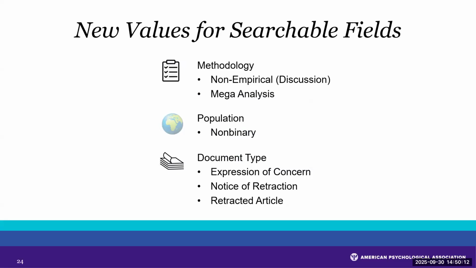Over for our classic database searchers, we have a few new values for our searchable fields, a new type of population, which is non-binary, a few new document types. In particular, we're trying to make the retractions a little more clear, the difference between the original retracted article versus the notice of retraction. And for data nerds like me, we've got the mega analysis methodology type.